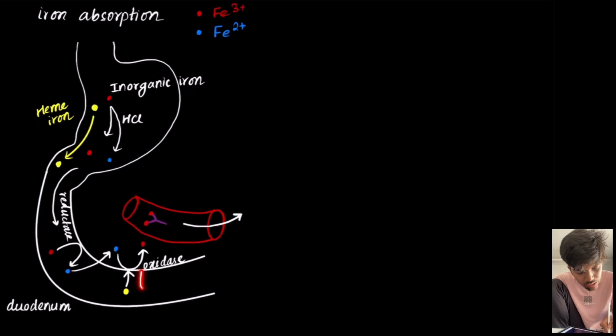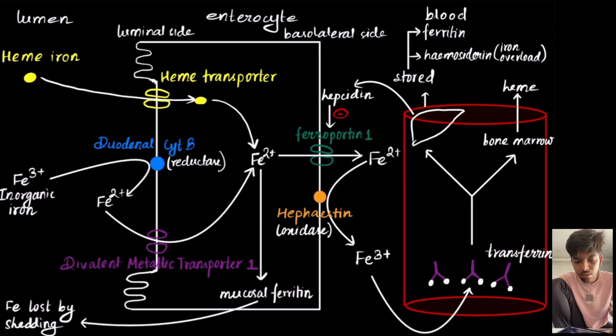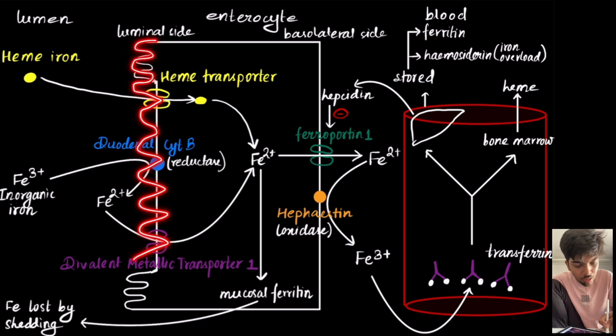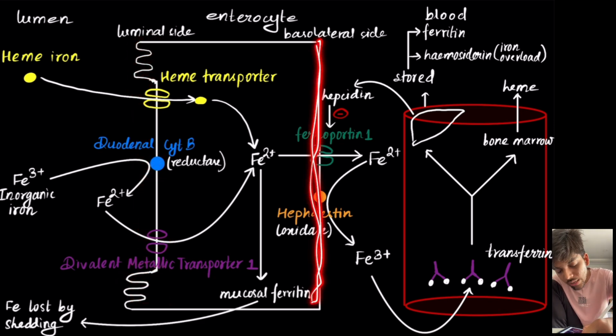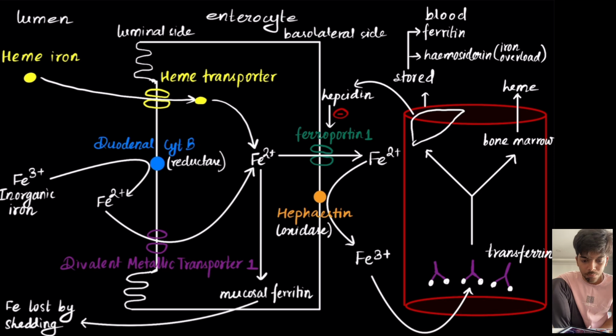Now this enterocyte has two surfaces. One surface is facing the lumen, which is called the luminal surface, and the other surface is at the base, the basolateral surface. So I've taken the same cell, flipped it, and we have it right here. We have the luminal surface facing the lumen, and the basolateral side present at the base of the gut.